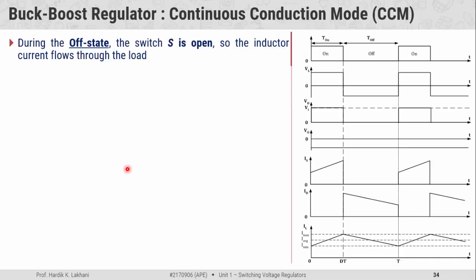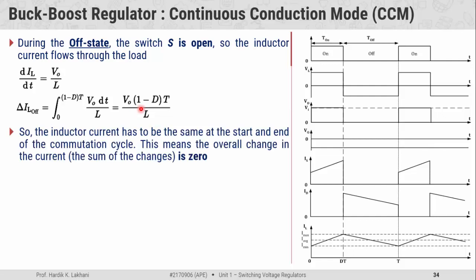And during the off state, when the switch is open, the inductor current flows through the load. Based on this formula, we can find out delta IL off, and the voltage across the inductor during the second interval is equal to the output voltage. So by substituting VL equal to VO into the equation, integration of this term results in VO inside the bracket 1 minus D into T divided by L.